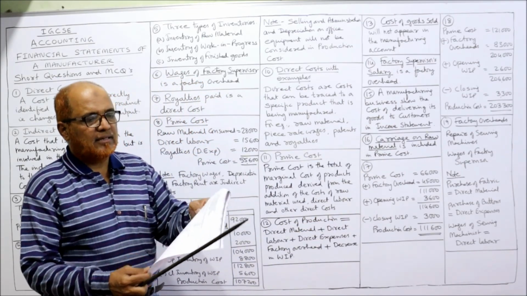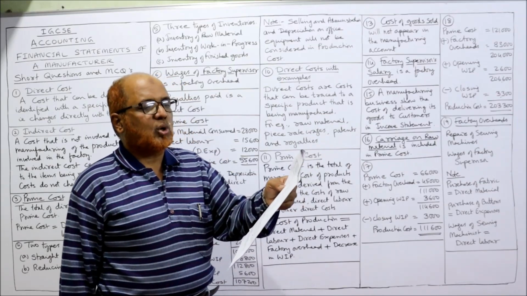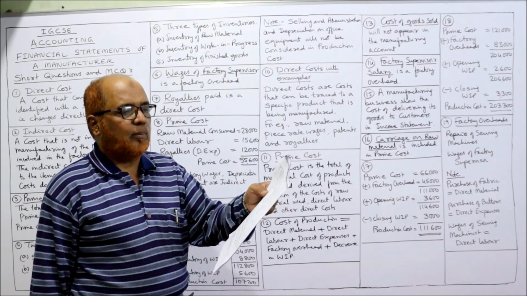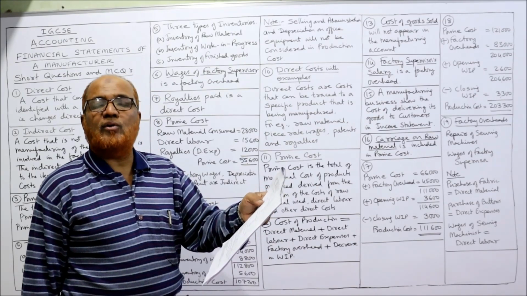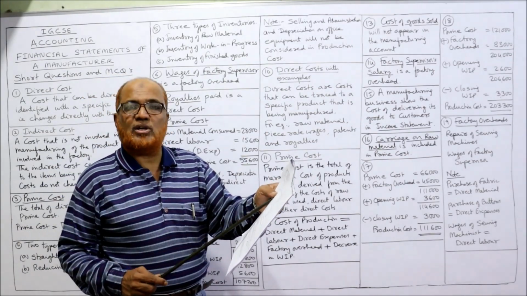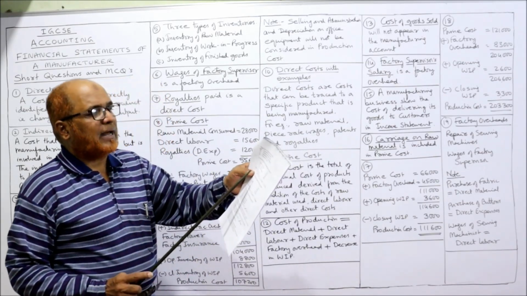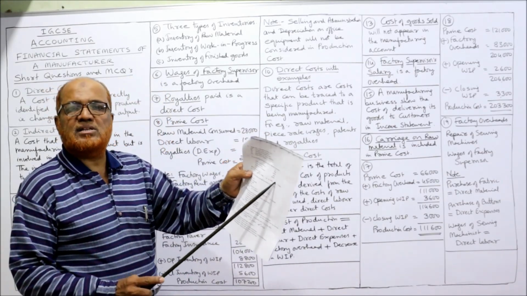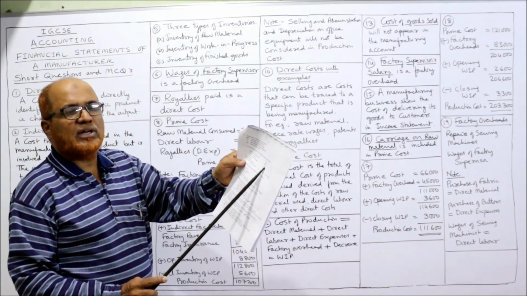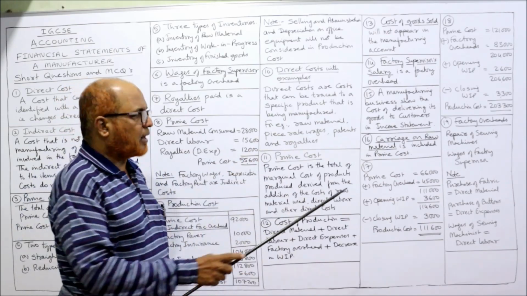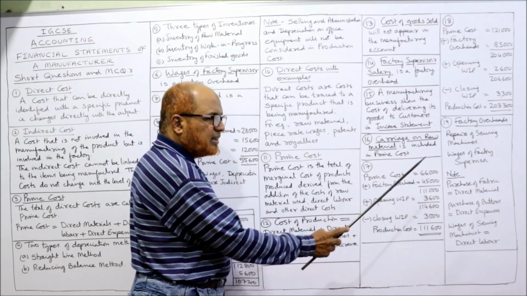Next, 17th. A manufacturing company provides the following information: closing work in progress, factory overhead, opening work in progress, prime cost, and what is the cost of production. So we have to calculate the cost of production. 4 options are given. So how to find out cost of production? First, prime cost. 66,000 is given. To prime cost, we add factory overhead 45,000. So always remember, prime cost add factory overhead 45,000, total 1,11,000.